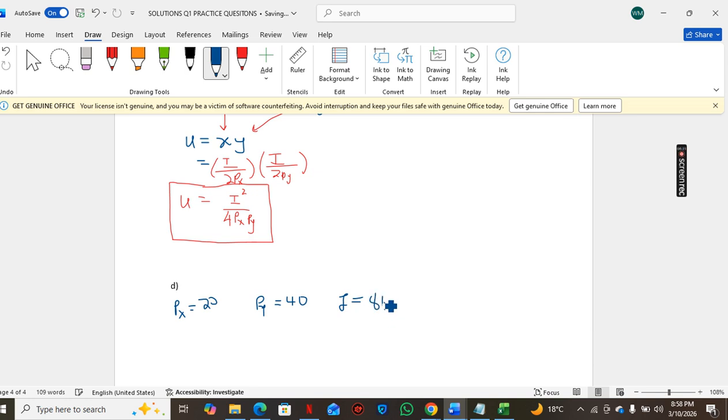So we just substitute into our indirect utility function. We'll say u equals I squared over 4pxpy. So substitute I is 800, so we say 800 squared over 4 multiplied by px 20, py 40.